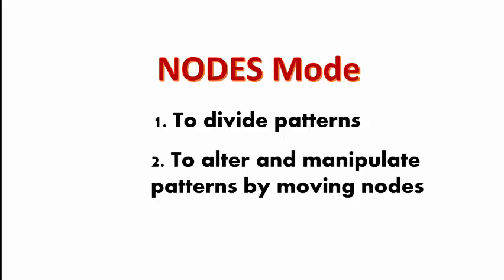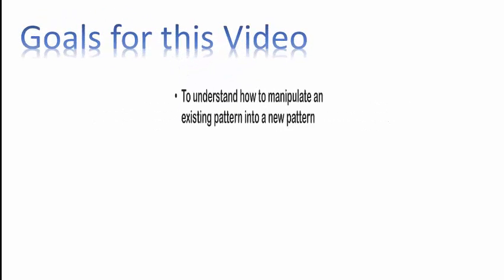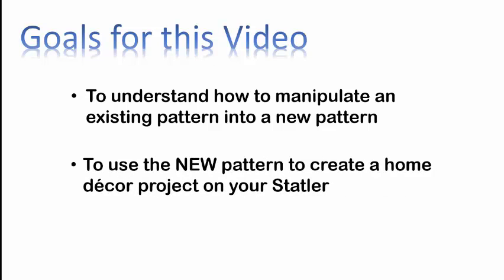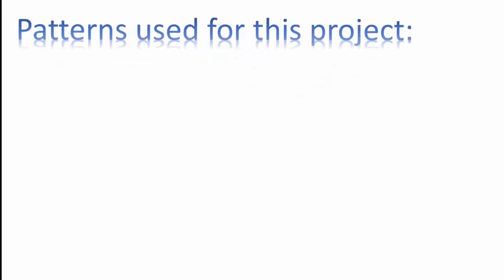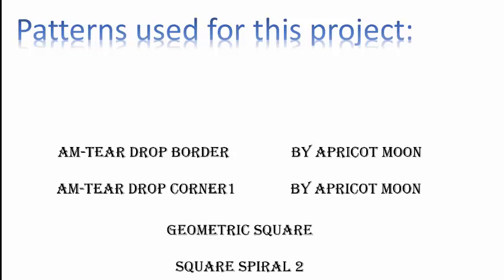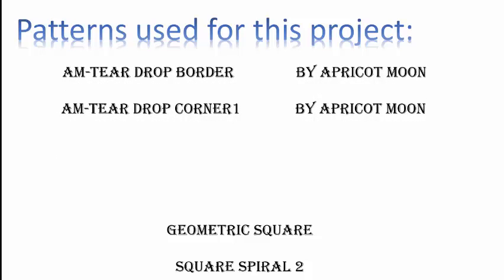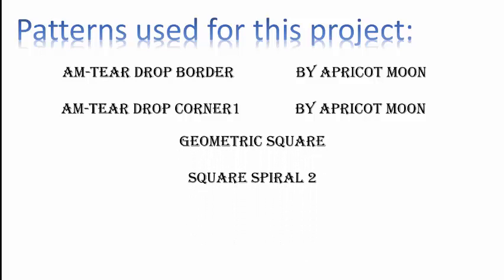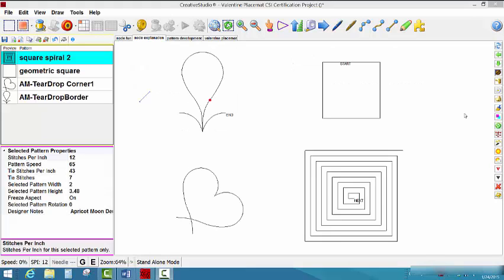The goal of this video is to help you understand the process used to manipulate a pattern to create a new pattern. We will then use the new pattern to compose a home deck project on our Statler. The following patterns will be used in this project: AM Teardrop Border, AM Teardrop Corner 1. These patterns have been provided to Gamble for use on our Statler stitchers by designer Apricot Moon. Geometric Square, Square Spiral 2, these 2 patterns come loaded on your Statler stitcher. All 4 patterns have been preloaded and can be seen on the left of the work area.